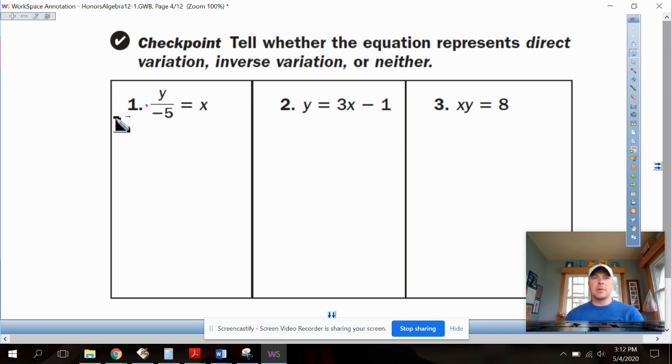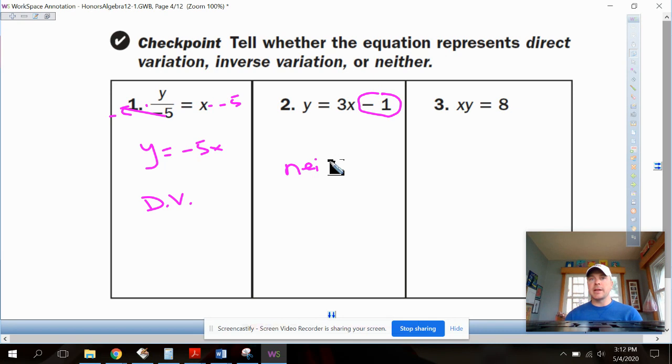For number 1, you should have multiplied both sides by -5. And you get y equals -5x, which would be direct variation. In number 2, you don't just have a number times x or a number divided by x. Because of this -1, this kind of ruins everything. This is neither direct or inverse variation.